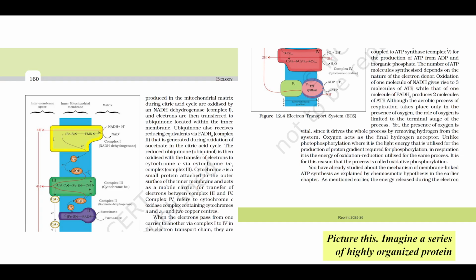Imagine a series of highly organized protein complexes, much like specialized machinery, embedded within the inner mitochondrial membrane. These complexes act as a precise relay team for electrons. Complex I, NADH dehydrogenase. This is the first entry point for electrons from NADH. Electrons from NADH plus H+, produced in glycolysis and the Krebs cycle, are oxidized here.